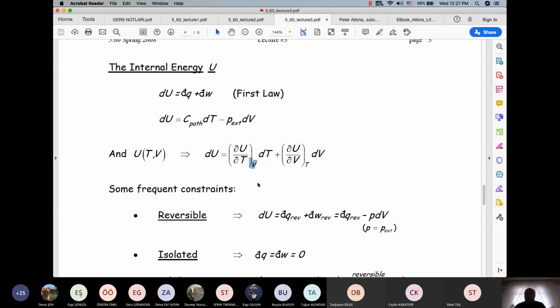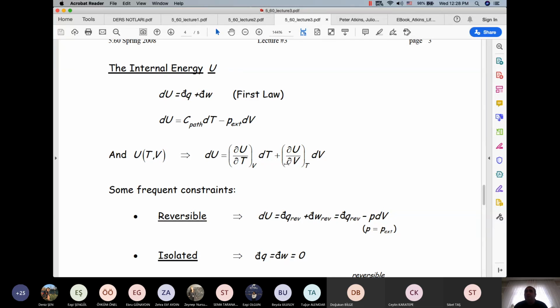Şimdi enerjinin sıcaklığa göre kısmi değişimi, sabit hacimdeki kısmi değişimi ve mutlak sıcaklık değişimini çarparsam, enerjinin sıcaklıktan kaynaklı değişimini, katkısını bulmuş olurum. Yine enerjinin sabit sıcaklıkta hacimle kısmi olarak değişimini toplam hacim değişimiyle çarparsam da hacimden kaynaklı enerji değişimini bulmuş olurum. Ve bu ikisinin toplamı bana toplam enerji değişimini verir.